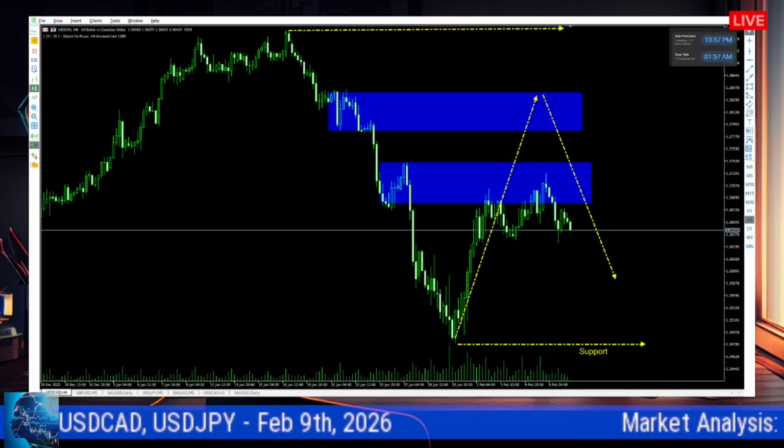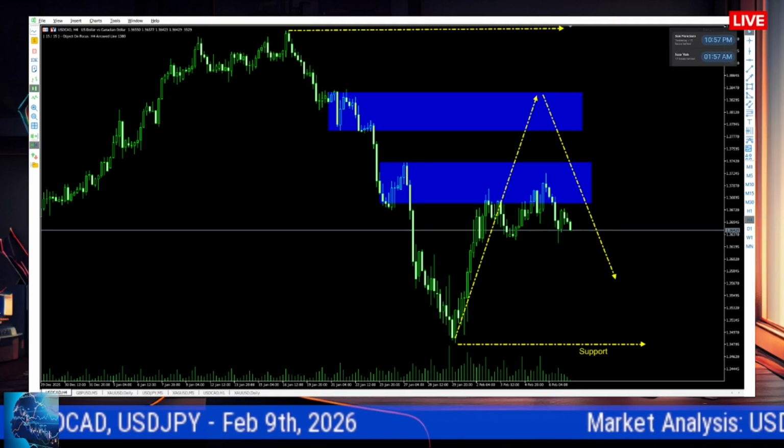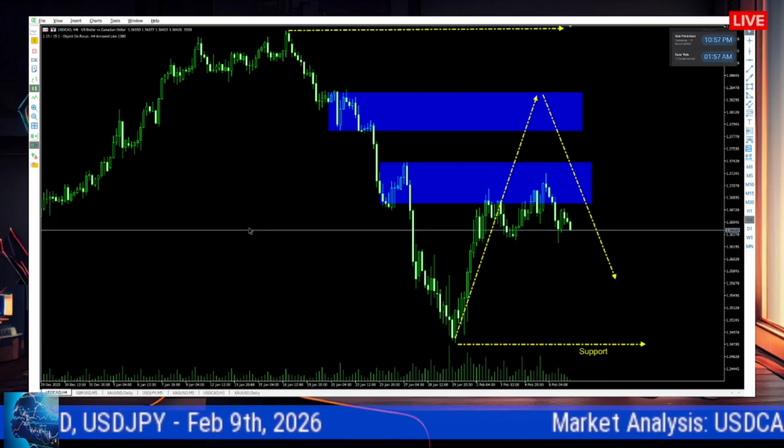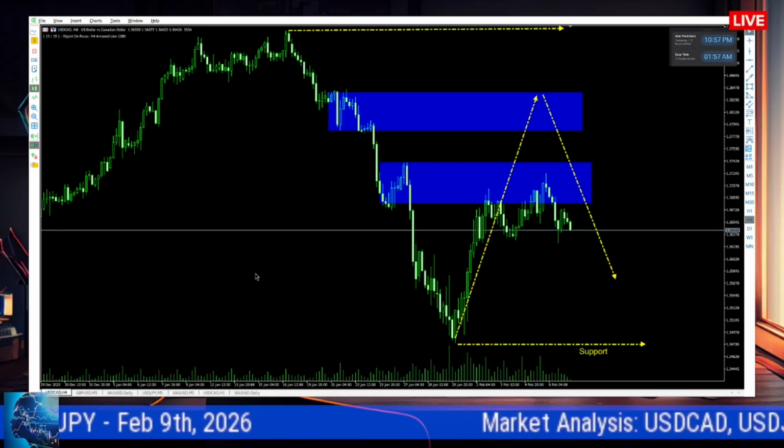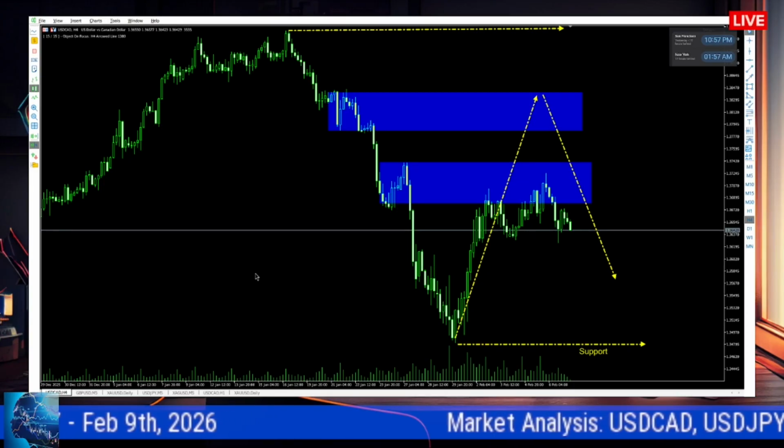Remember, this scenario is a probability. The next rule is to find a setup by using confirmation. For this purpose, we need to use the 1-hour chart.